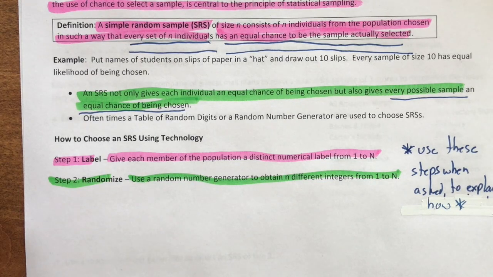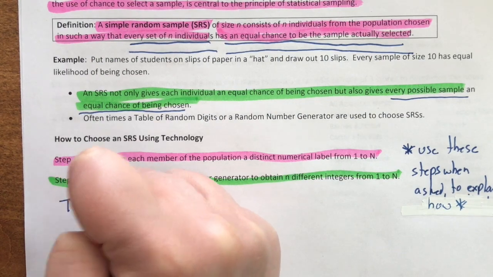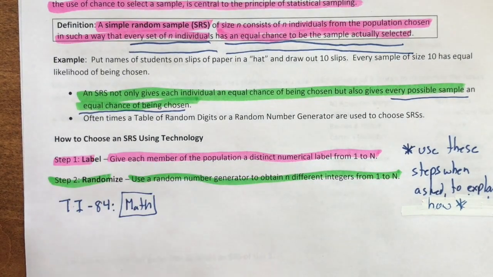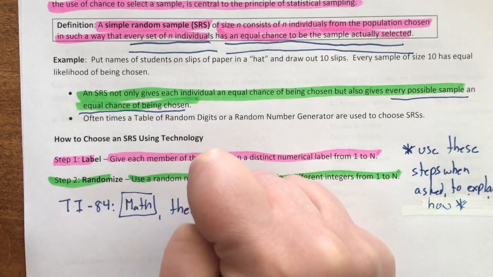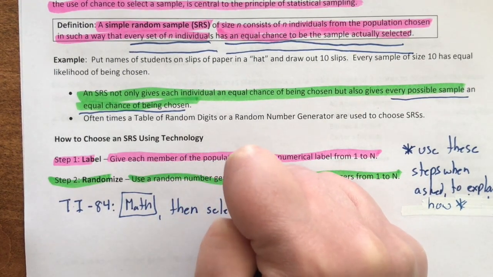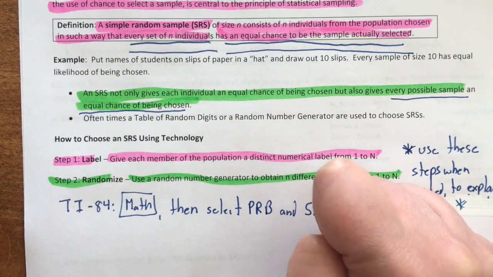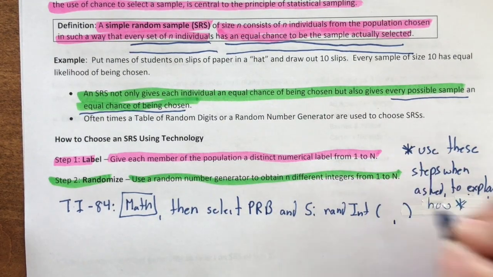Okay, so here are the steps for using your calculators to generate a random sample. If you're using the TI-84, you're going to hit the math key. Then select probability, which is PRB, and number 5, which is the random integer. And you're going to choose your interval from what integers you want to choose.